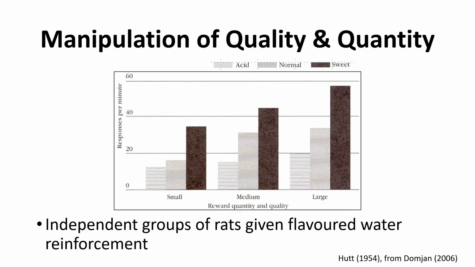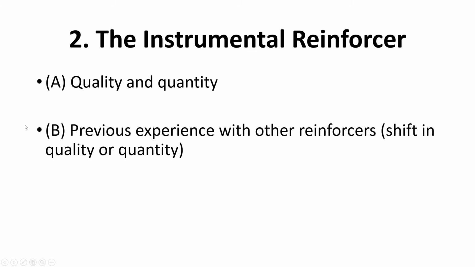Now, the next thing that we want to consider is, well, what if these groups weren't independent? What if we used the same rats and some of them would start off getting a small amount of water and then they'd get a medium amount and then maybe later on they'd get a large amount? What if they had prior experience? How would that change their behavior?